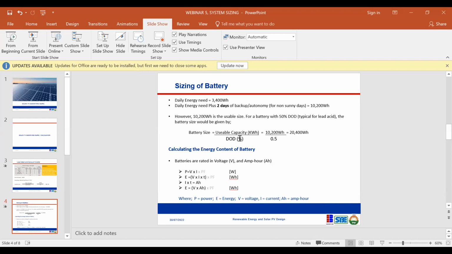If anyone has any question, please. Please, what is the DOD for deep cycle batteries? We don't use lead acid batteries for inverters now. It's deep cycle. Okay, thank you very much for that.